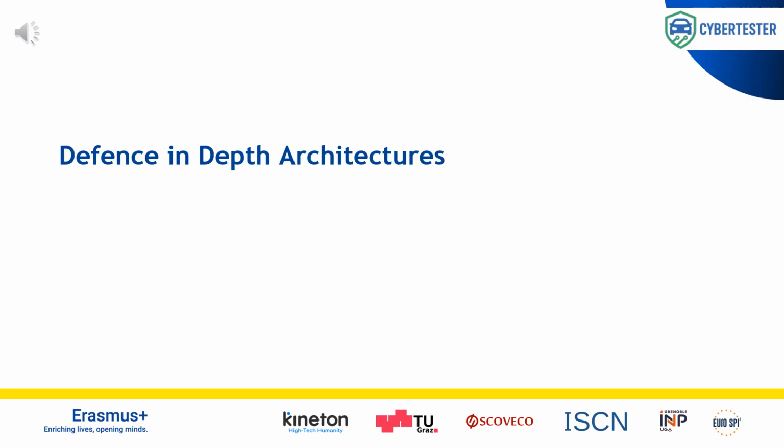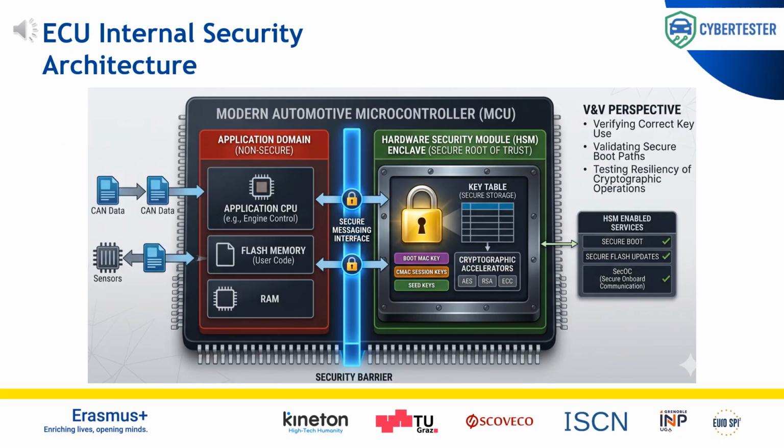We have looked at the vehicle network. Now let's set the focus inside a single ECU. A modern ECU must be like a vault. This is achieved through multi-layered approaches we call defense in depth. At the core of this approach is the root of trust. In automotive, this is the hardware security module, or HSM.